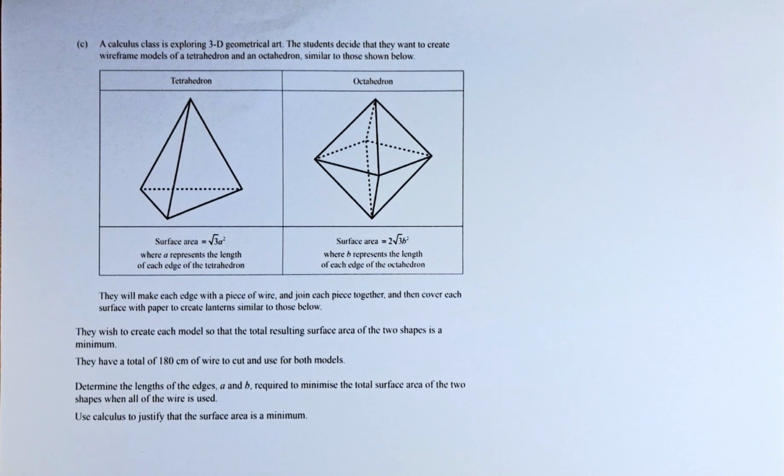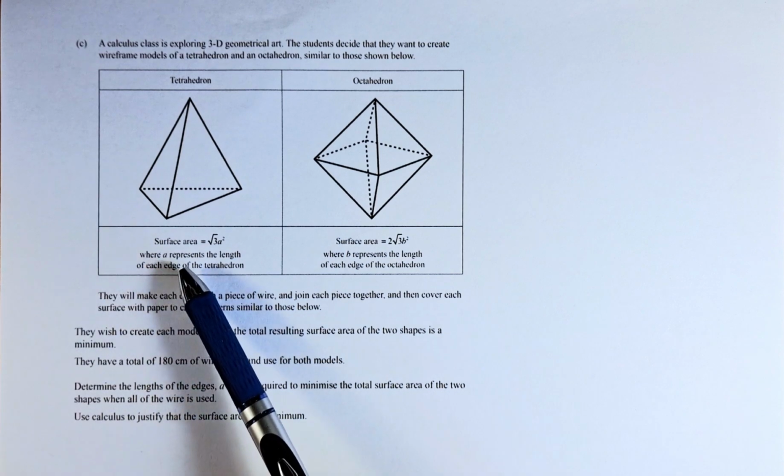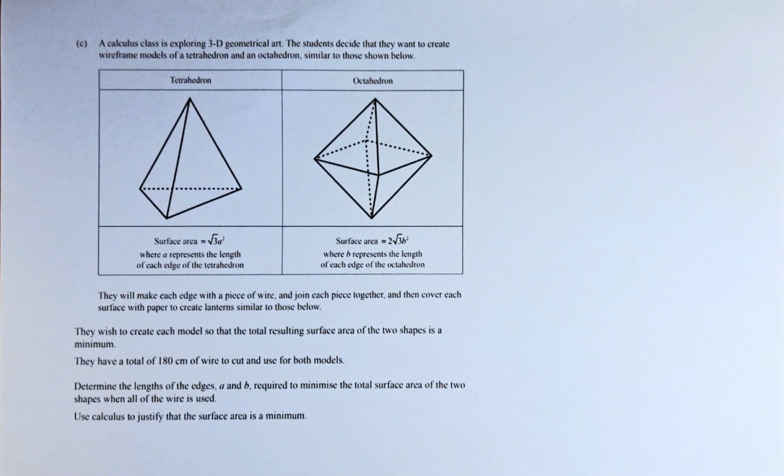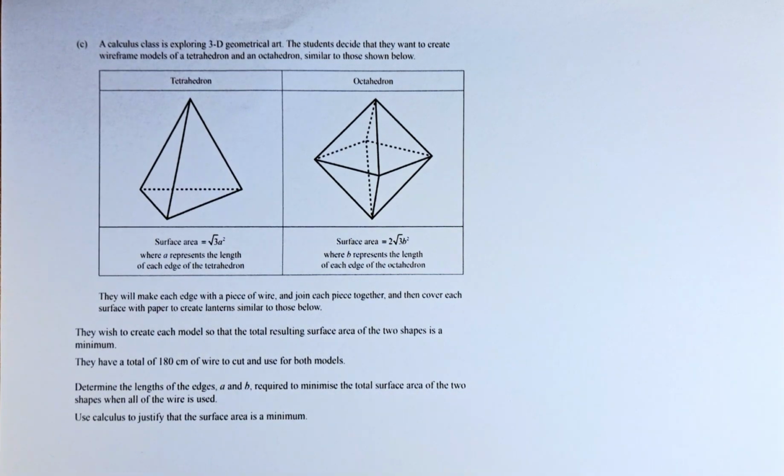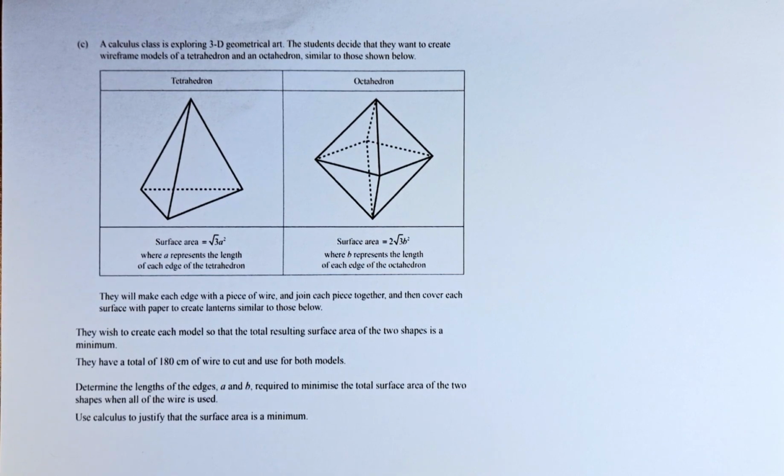A calculus class is exploring three-dimensional geometrical art. The students decide that they want to create wireframe models of the tetrahedron and the octahedron, similar to those shown below. The surface area of the tetrahedron is square root of 3 a squared, and the surface area of the octahedron is 2 square root of 3 b squared, where b represents the edge length of the octahedron and a represents the edge of the tetrahedron. They will make each edge with a piece of wire and join the pieces together, and then cover each surface with paper to create lanterns similar to those below.